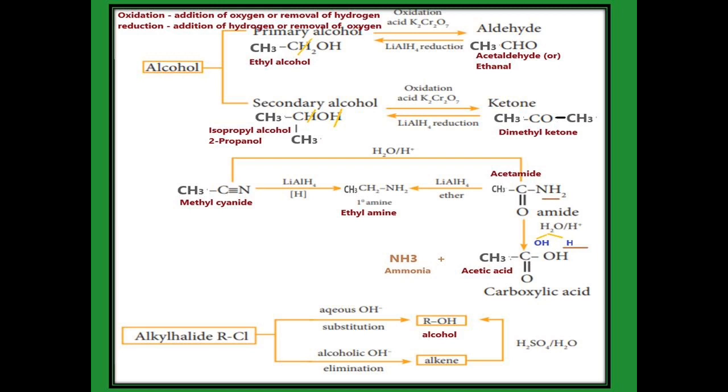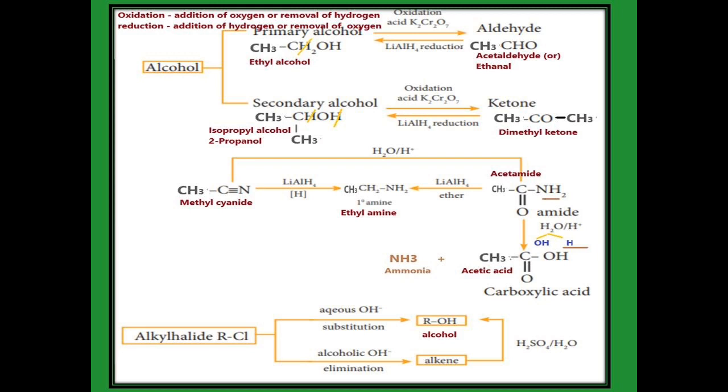Methyl cyanide undergoes a reduction reaction with the help of lithium aluminum hydride. Just add hydrogen to carbon and nitrogen. So we get ethylamine. See the methyl cyanide formula CH3CN. That C is added with hydrogen and N is also added with hydrogen, meaning we get ethylamine.